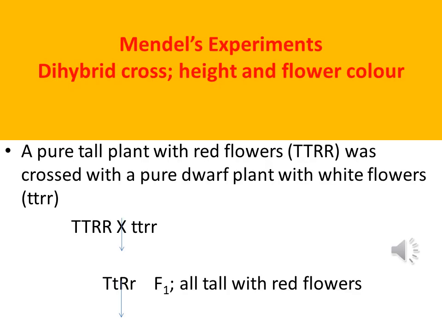Now we'll examine Mendel's experiment on the law of independent assortment. Mendel carried out some dihybrid crosses. The first we consider is the height and color of flowers. A pure-breeding tall plant with red flowers was crossed with a pure-breeding dwarf plant with white flowers, as shown by the alleles. The first generation of the plant observed were all tall and with red flowers.